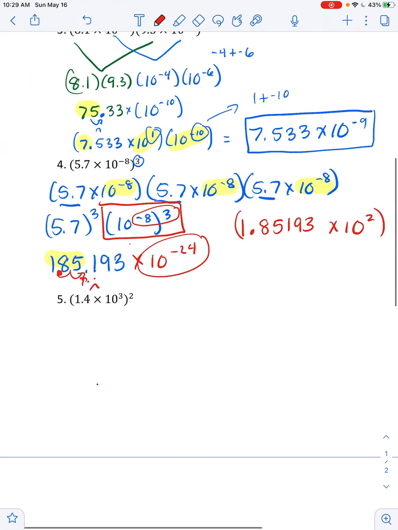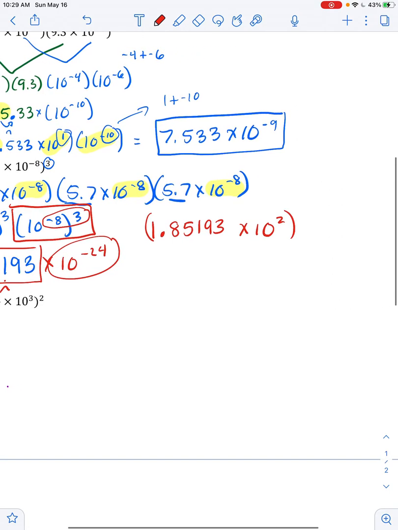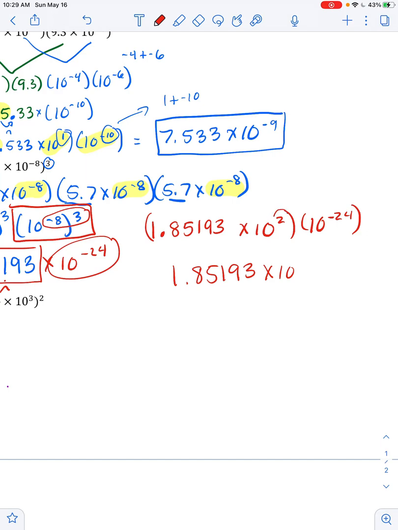So all I did there was rewrite this number into scientific notation. And now I have to multiply again by that 10 to the negative 24. So final step, 1.85193. And then my powers of 10, I have a 2 here and a negative 24. So 2 plus negative 24 lands me at negative 22 as my final power.